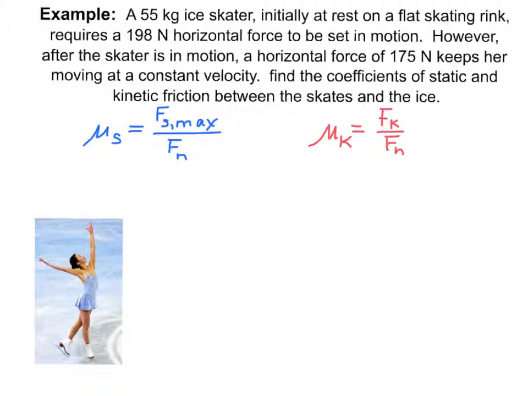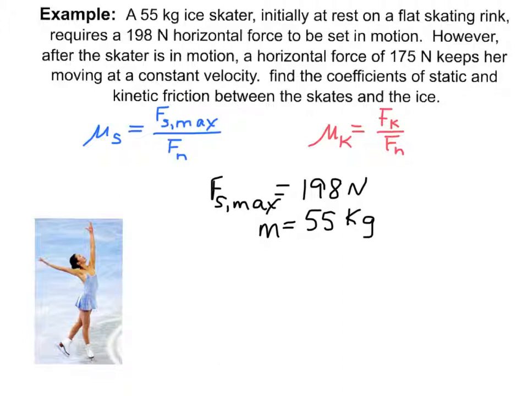Next, let's write down what we know. We know that the maximum force of static friction is equal to 198 newtons, and that is because the skater requires 198 newtons horizontal force to be set in motion. We also know that her mass is equal to 55 kilograms. So it's obvious we need to find the normal force.